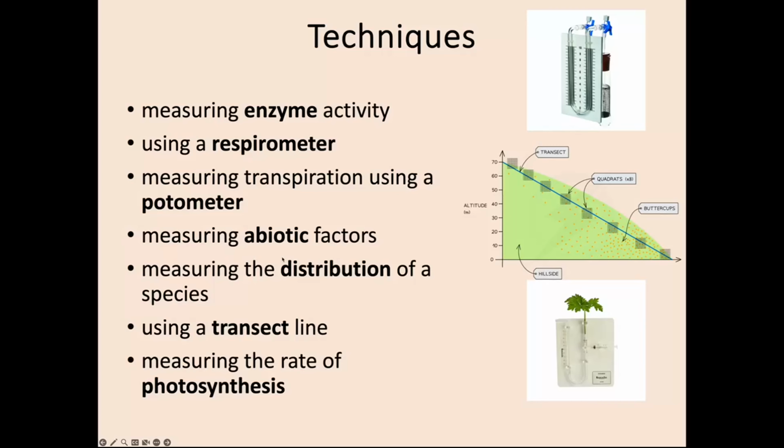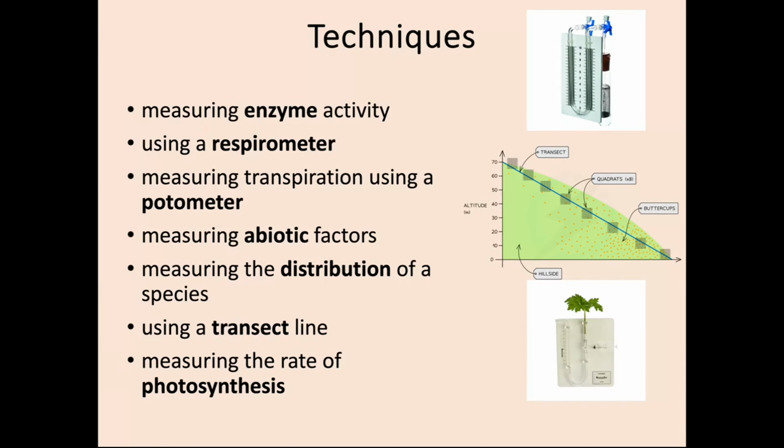Measuring abiotic factors, we talked about it in the last slide, but we'd use something like a soil or pH meter, a light meter, a thermometer. These kinds of instruments that we talked about in the last slide would all measure our abiotic or non-living factors. Measuring the distribution of species. So again, the quadrat and the pitfall trap that we looked at in the last slide are both examples of how we could measure the distribution of a species.